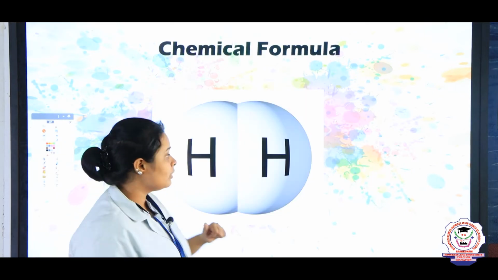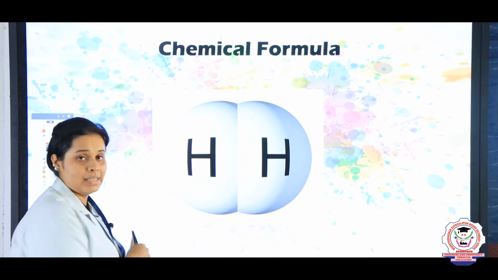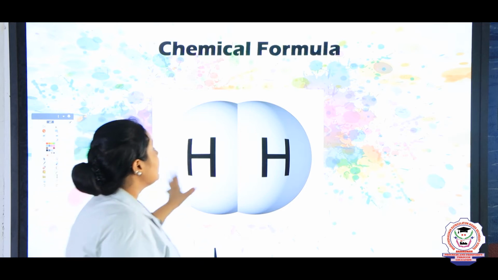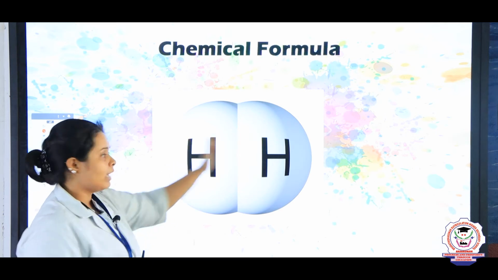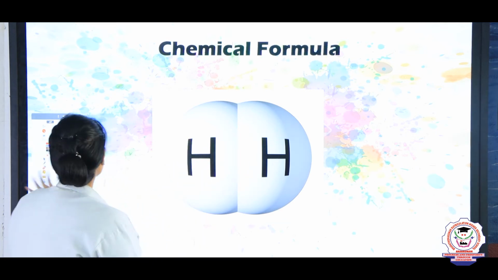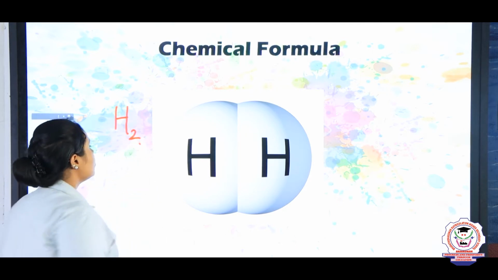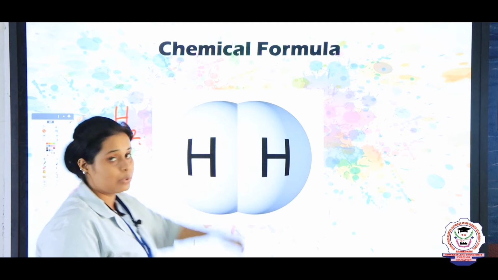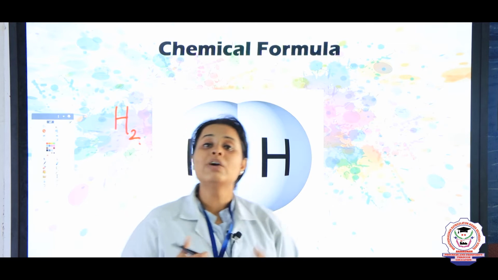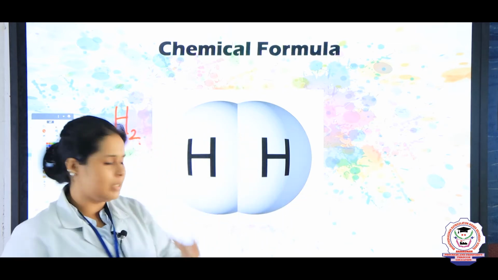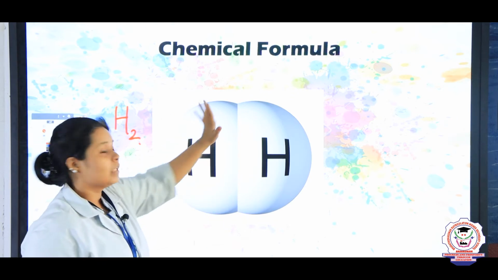Then children, after the symbol comes the chemical formula. To find a chemical formula, first of all we should know what element is present. Here the element is given as HH. So there are two H's, right? So 2H you can write as H2. Whenever you write H2, H denotes hydrogen and 2 denotes that it is a molecule, a combination of two atoms. So H2 is a molecule. This information you get from the chemical formula.